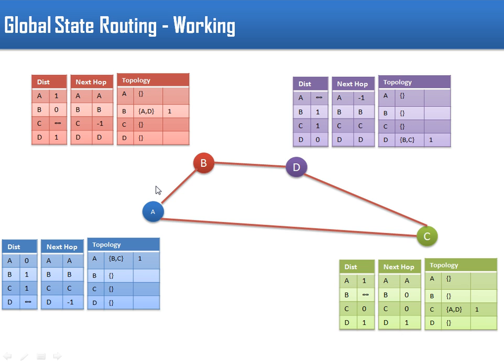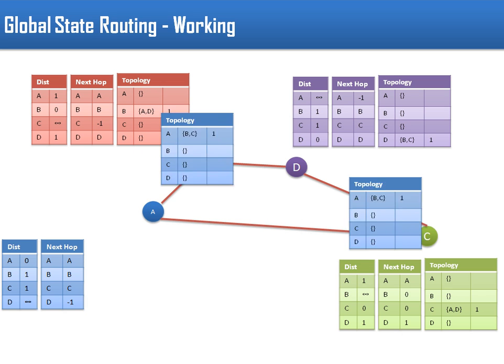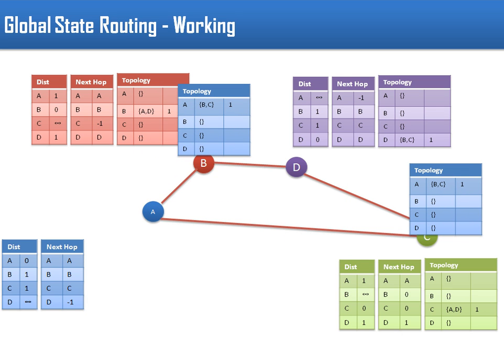Now, global state routing, how it works: every node will send its topology table to its neighbors. Let's say for example A will send its topology table to nodes B and C. So instead of flooding, this information will be broadcast to neighbors only, and it will reduce the control packets which are transmitted in the network. So let's say this information is sent to nodes B and C.